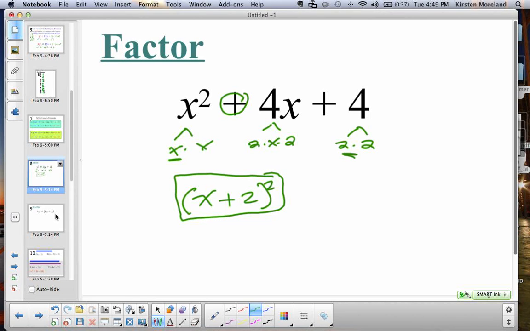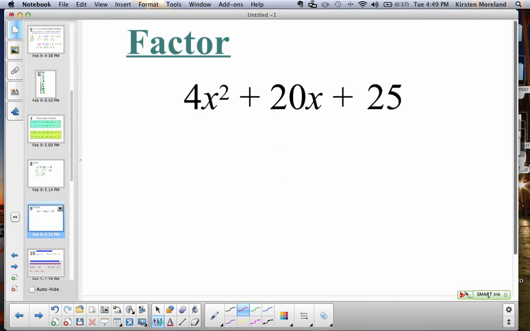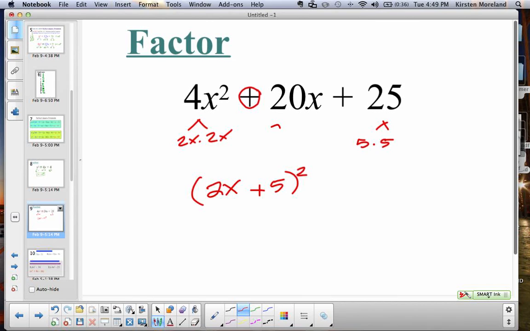All right, I want you to pause the video and see if you can get this next one, what the factored form would be, or see if you can even just jot down what you think it would be. So you should be thinking that since 4x squared is 2x times 2x, and 25 is 5 times 5, it's 2x plus 5 squared, and it's plus because this is a positive here. Just check your middle term, so it should be 2 times 2x times 5, which gives you 20x, so that is your perfect square.